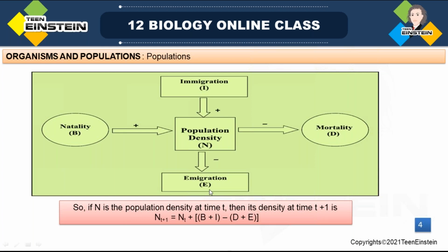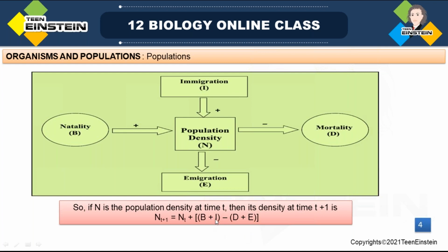Plus emigration, the organisms that have left that particular population. That we need to calculate. Those who left the population, that also we need to deduct. This death plus emigration, that shows D plus E. That number should be deducted from this birth and immigration. Right?